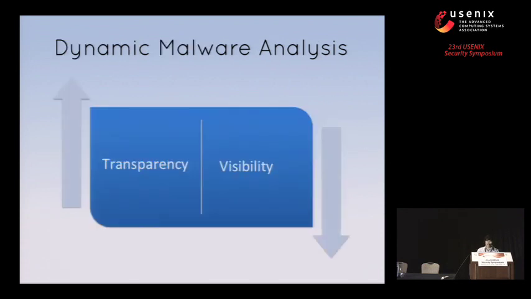In fact, this trade-off between transparency and visibility has been a long-standing challenge in dynamic malware analysis. If we want better visibility, then the system becomes less transparent, and when we want a more transparent system, such as by executing on real hardware, the visibility into the execution of this malware becomes poor. That is, we have less information to work with to understand the behavior of the malware.